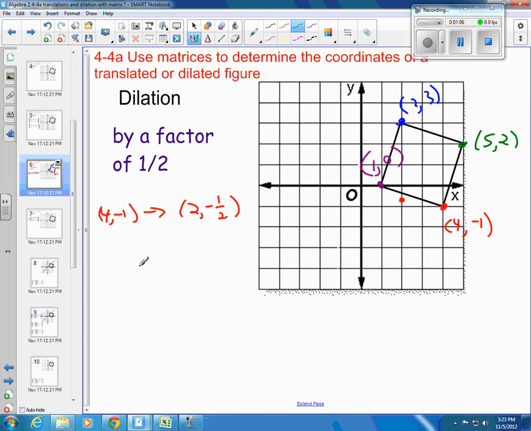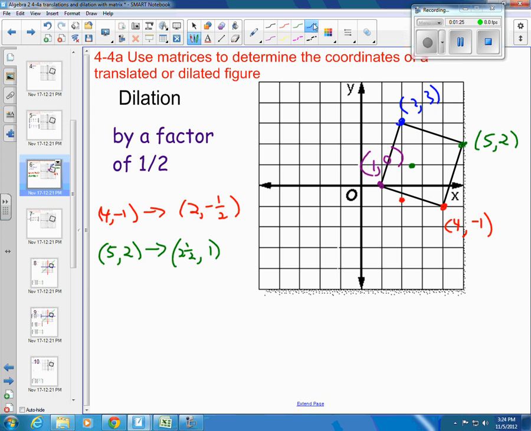Then I'll go to the green point. So we had the point 5, 2. And you'd multiply both of those coordinates by 1/2. And half of 5 is 2.5. And half of 2 is 1. So our new point would be 2.5 and 1. So there's my new green point.